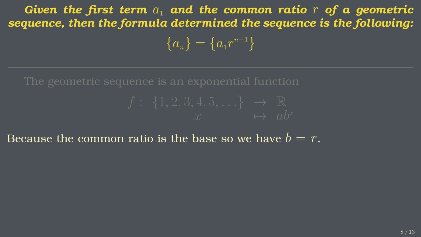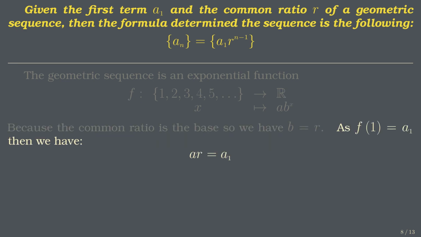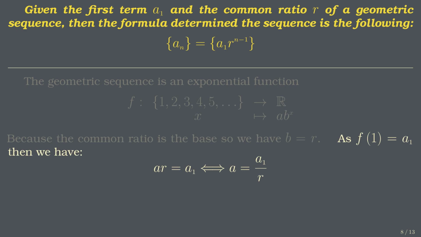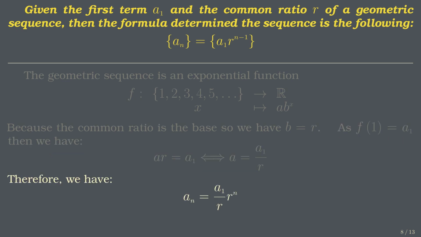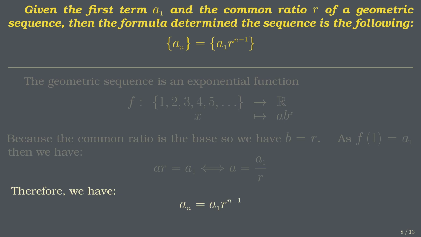So because the common ratio is the base, we know that b equals r, and as f(1) is equal to a1, then we have a times r is equal to a1, giving you that a is equal to a1 over r. Then from this, you know that an is a1 over r times r to the n, and it should be a1 times r to the n minus 1. So that gives us the formula that we stated before.